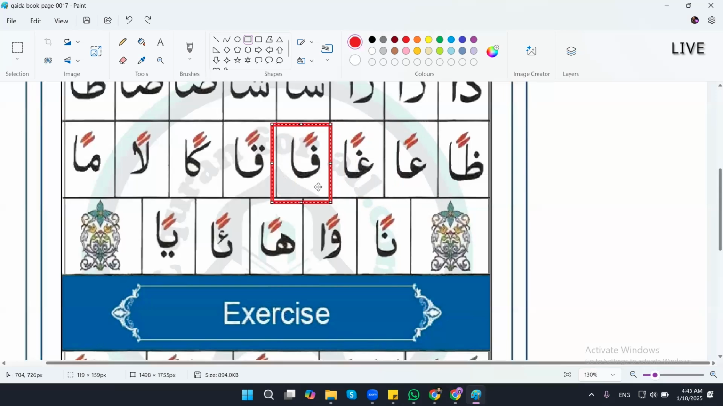This is Noon. Is this Noon? No. Moon never has this circle on it. Yes, this is the Moon. No. So this is not Moon and Noon. What is it? Ah, it's a Noon. Noon. What is this? Meem. No. Meem never comes with a dot.